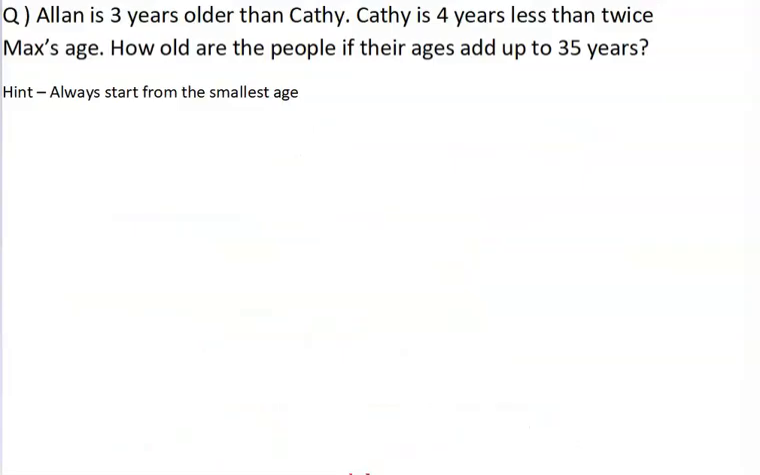Another good example of a linear equation. Alan is 3 years older than Kathy. Kathy is 4 years less than twice Max's age. How old are the people if their ages add up to 35 years? As per the question, Max's age is the youngest. Always start from the smallest age. So we can make a small section where we can add their ages up.